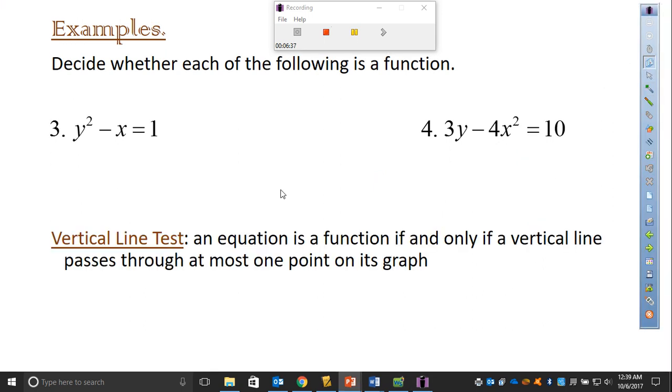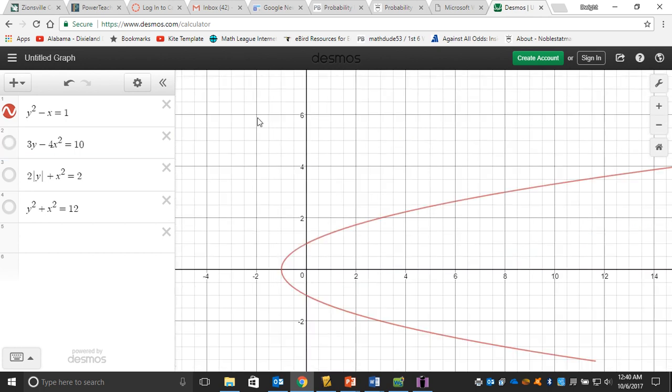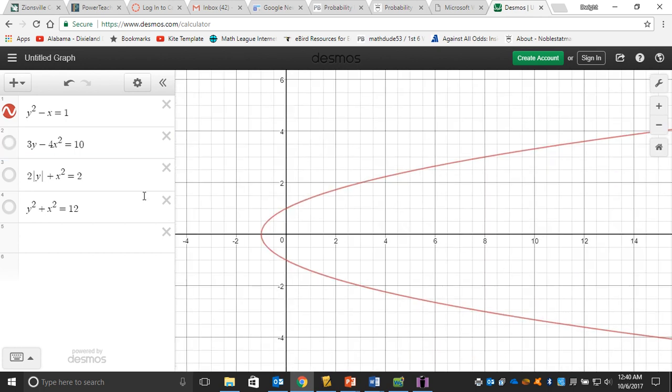So again, there's the vertical line test. An equation is a function if and only if a vertical line passes through it at most one point. So again, back to the graphs real quick. If I would draw vertical lines, it's not going to pass through this graph anytime more than once. Whereas this first one that we did, a vertical line would pass through this graph twice every time we drew a line.